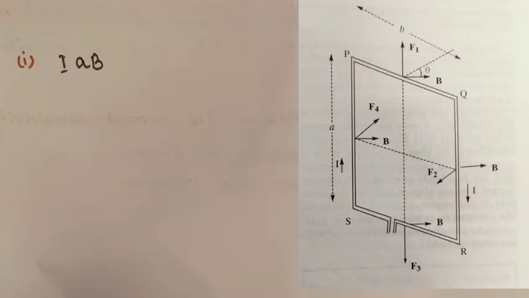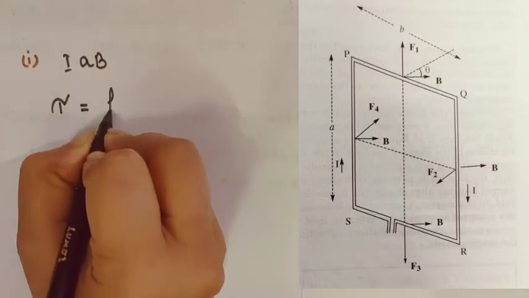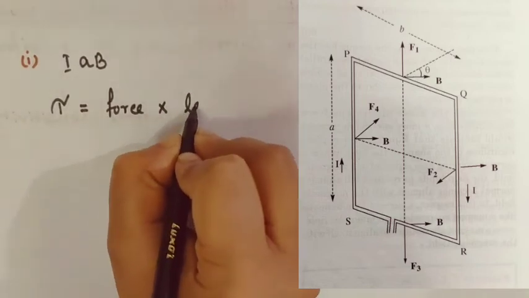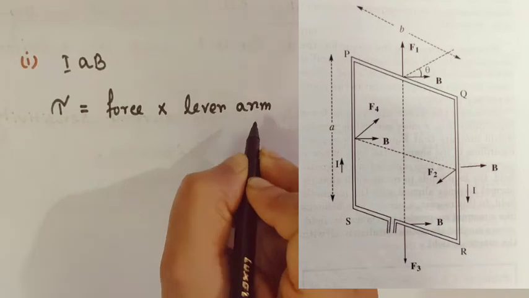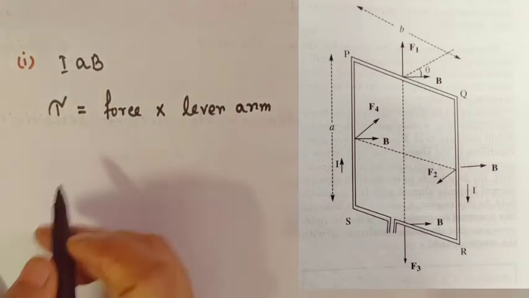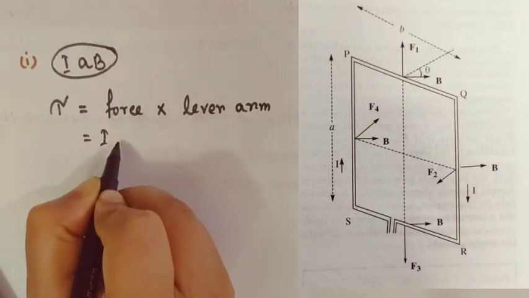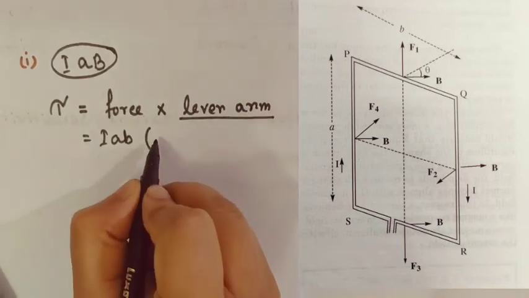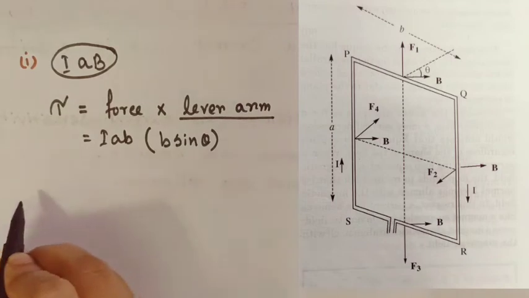And what is the magnitude of the torque? The magnitude of the torque tau is equal to force times lever arm. Now what is the value of force? It is I a B. Now what is the value for lever arm? It's b sine theta. You can see from this figure.